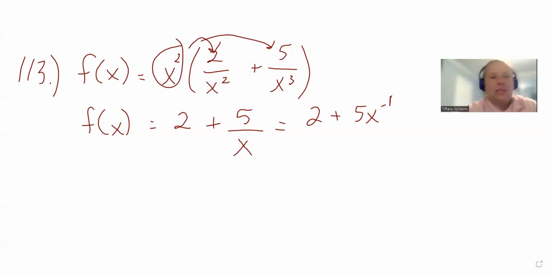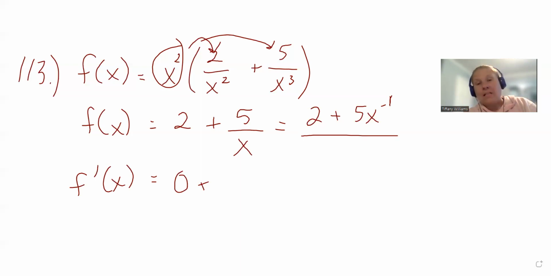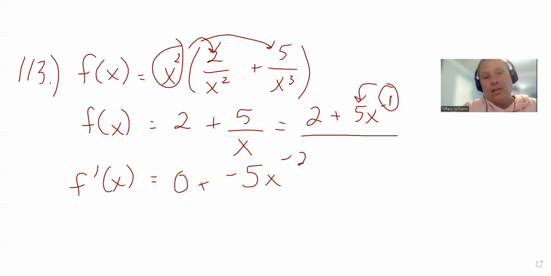All right. So if I go in and take the derivative now, f prime of x, this goes back to those examples in the previous video. The derivative of 2 is 0 because that's a constant. And the derivative of 5x to the negative 1 is the power rule. I take the negative 1, multiply it by the 5 and get negative 5x. And then remember, you just subtract 1 from the exponent. So negative 1 minus 1 is now negative 2. So we end up with f prime of x equal to negative 5 over x squared.